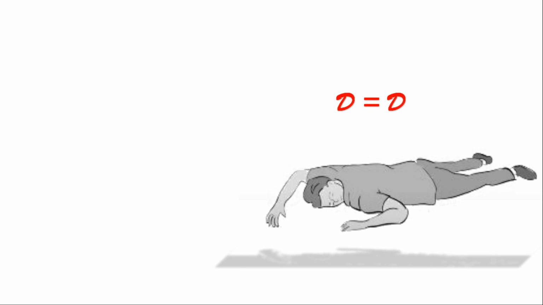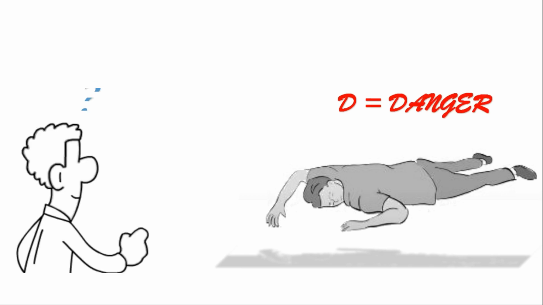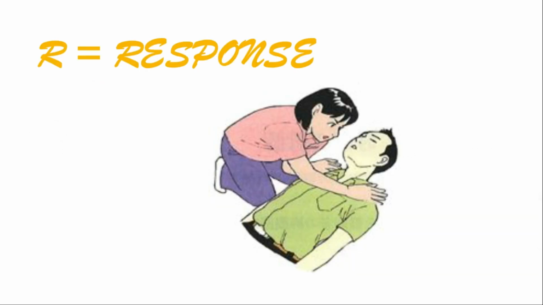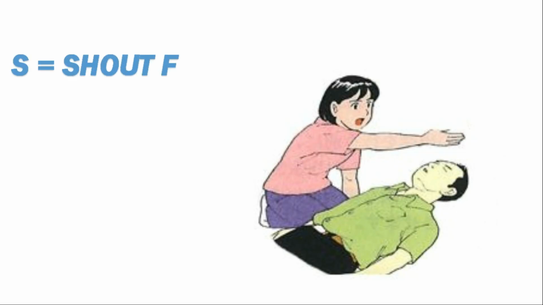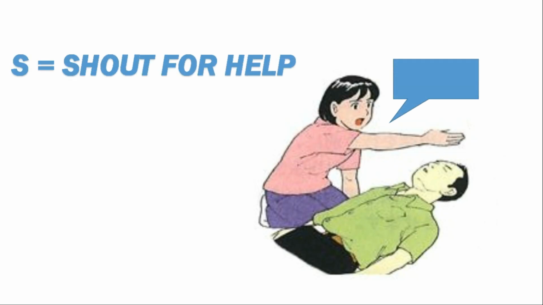D for danger. First look around carefully to make sure the area is safe for yourself and others before approaching. R is for response. Shake them gently by the shoulder and ask them loudly, "Are you alright?" If there is no response, you need to S. Shout for help, as any assistance will be helpful.